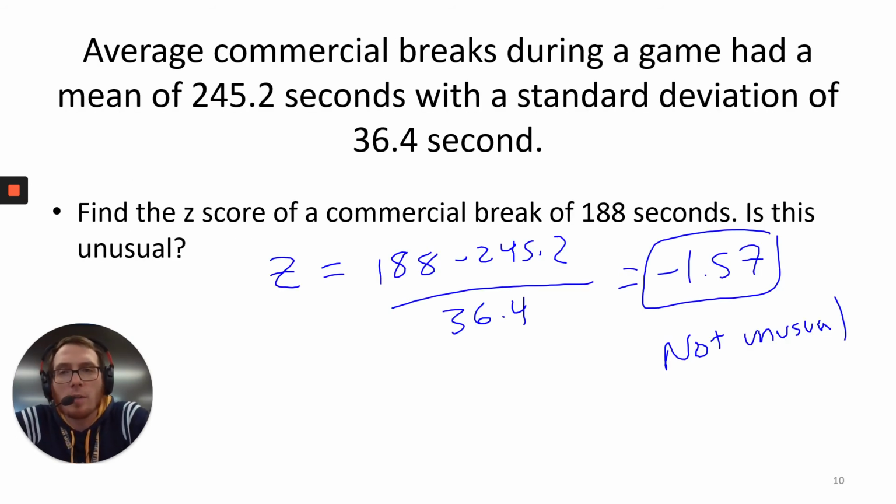Just a review of z-scores. This says a commercial break during a game has a mean of 245.2 and a standard deviation of 36.4. If we're looking for a commercial break of 188, we would ask, is this unusual? It's not good enough just to say, oh yeah, it's got a big difference between that and the mean. We have to find the z-score. So take your data point, 188, minus the 245.2, find that answer, and divide by 36.4. We're always going to round z-scores to the nearest hundredth, and so that gives me negative 1.57. That's not unusual. Even though it's very low, it's not unusual because it's not 2 standard deviations away.